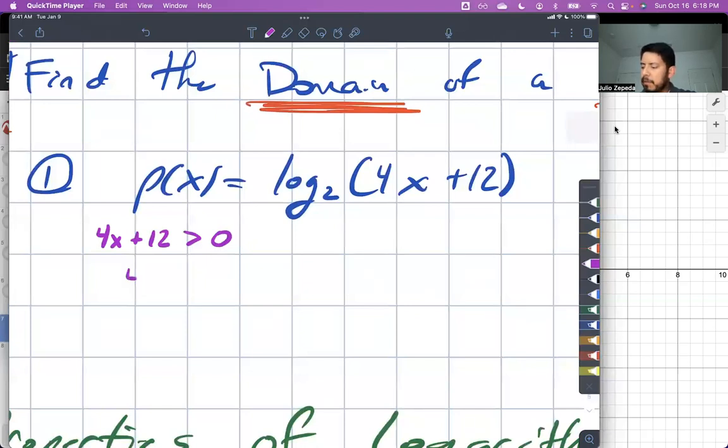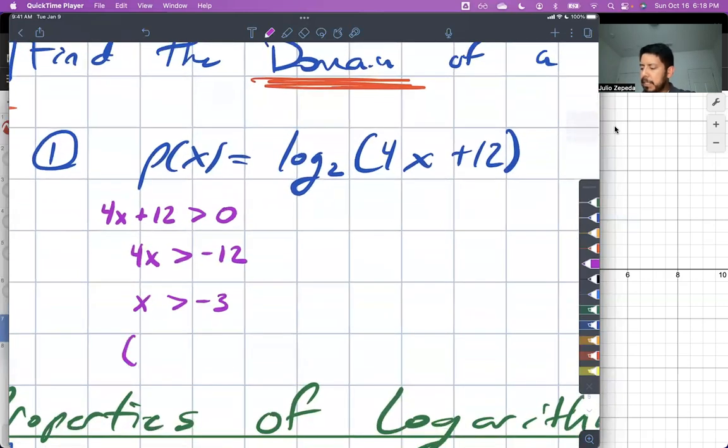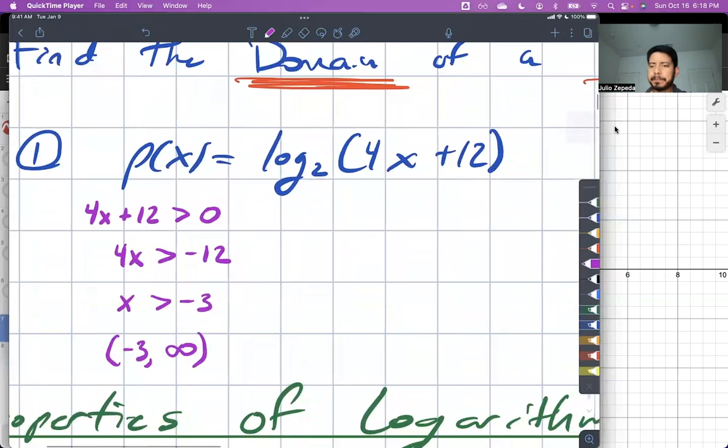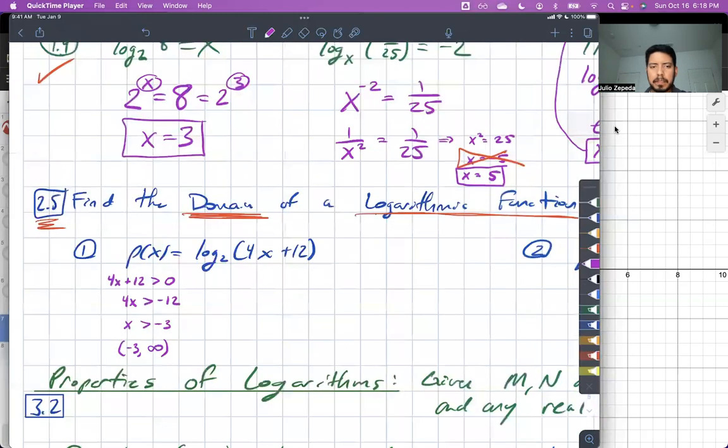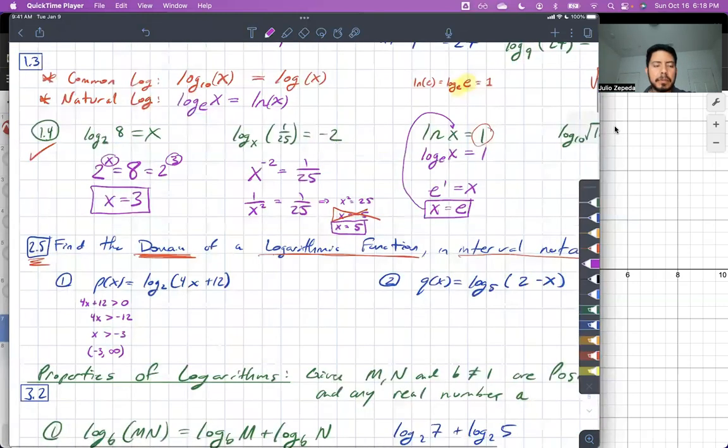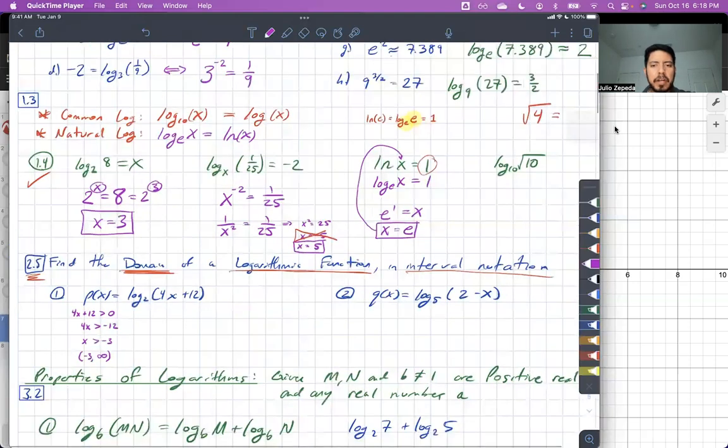Here we would subtract 12 on both sides, so we get 4x is larger than negative 12, and then divide by 4 on both sides, x is larger than negative 3, and in interval notation, we know that that's negative 3 to infinity, not including negative 3, so we put a parenthesis there. Okay. Try part 2 on your own. Pause the video, try part 2 on your own, and then we can check the answer together.